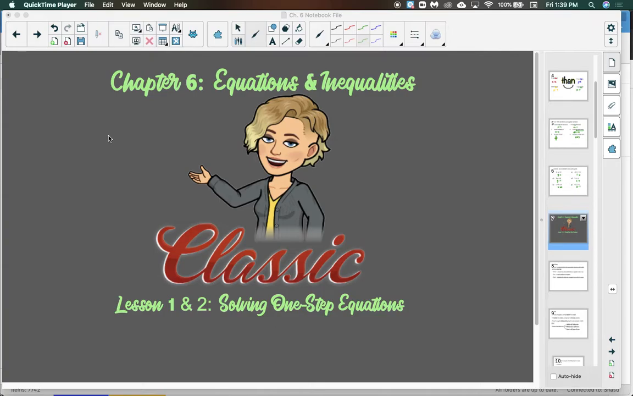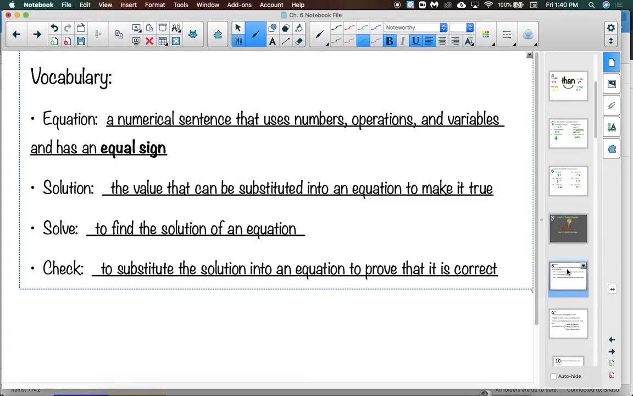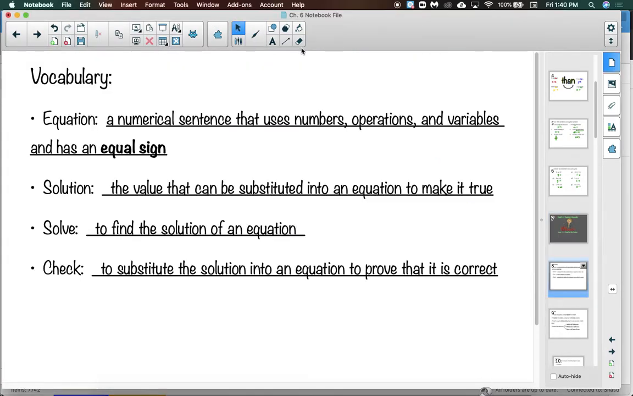Okay, 7th grade, Chapter 6, Lessons 1 and 2. We're kind of combining two lessons here. We do this sometimes when the two lessons deal with each other so closely, and this is exactly like those. Pay attention to the end, because the end is going to give you specific directions on which practice problems to complete for homework tonight. Okay, so let's start off with a little bit of vocab.